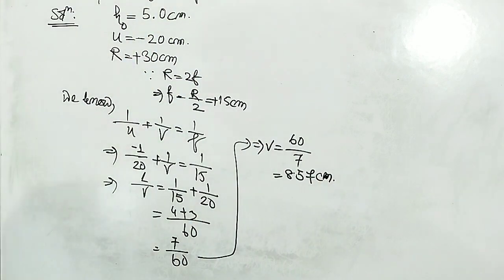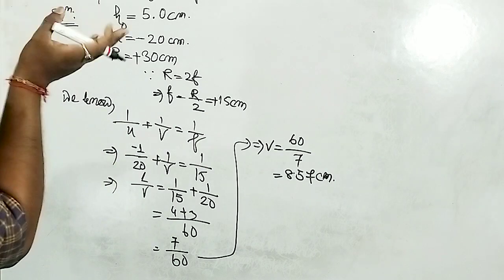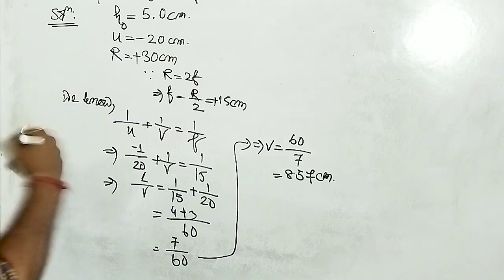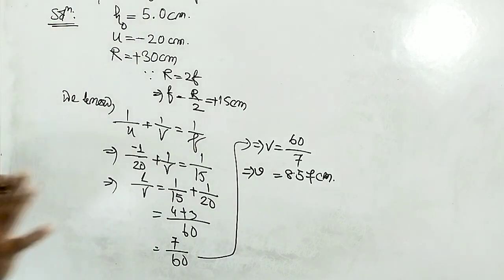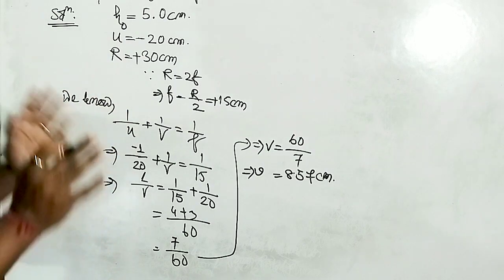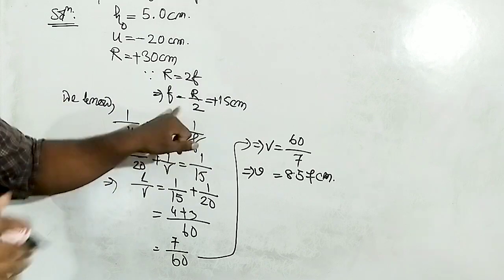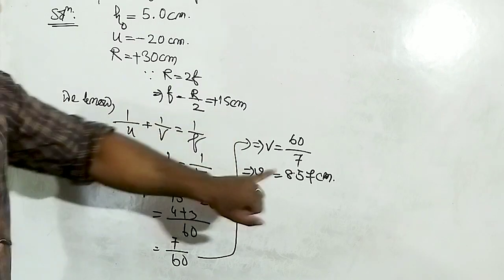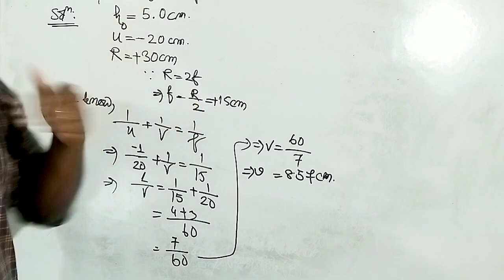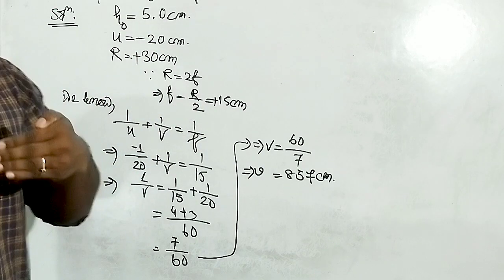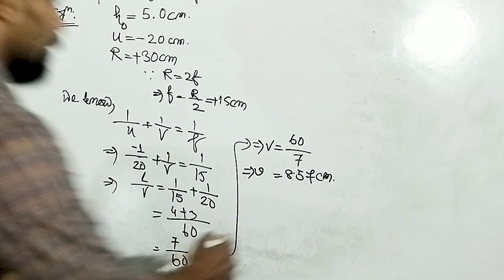Right? What we have got is the value of image distance as 8.57 centimeter. That means it will be in between pole and focus, because the focal length is 15 centimeter. It is almost, you can consider, half, right? Almost half. So it will be in between focus and pole, but in the right side direction. That's why it is positive, right? So what we can write?